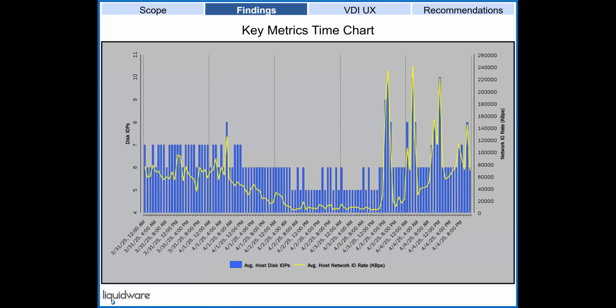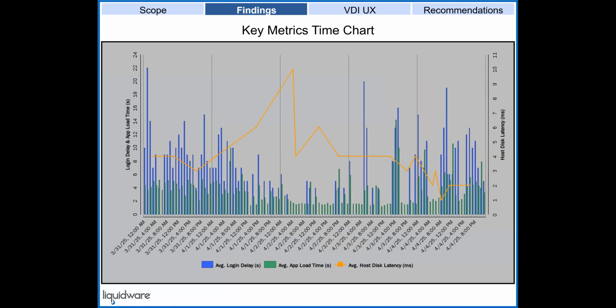We're also going to see things like your host disk IOPS versus your I/O rate. So is the storage of your hypervisors set up properly? We're going to see things like login delay versus application load time versus host disk latency. And this is important because it's teaching us, are your application load times or your login delays impacted by what the disk is doing in the background? Sometimes the answer is yes, sometimes the answer is no. But either way, we need to understand causality.